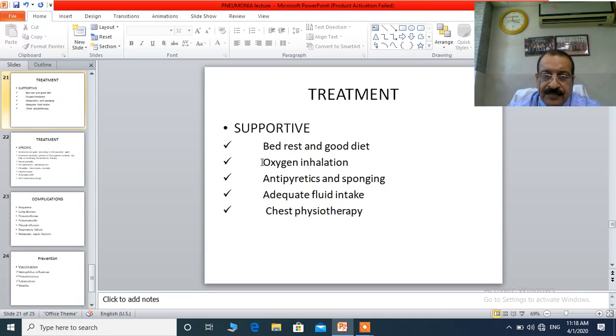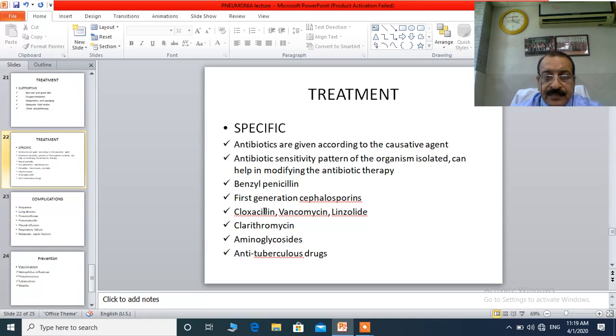Then oxygen inhalation to maintain the saturation of oxygen above 90%. Then give antibiotics, and if the fever is very high, we can do sponging with the lukewarm water, and we must ensure adequate fluid intake. If the intake of the child is not adequate, then we can give IV fluids to these children. Chest physiotherapy is important to get rid of the secretions which accumulate in the respiratory passages.